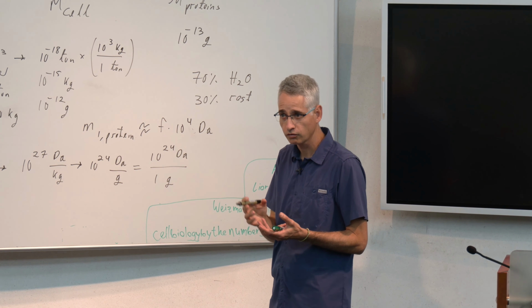So that brought us to 10 to the minus 13 times 10 to the 24. That's 10 to the 11, right? So I have 10 to the 11 Dalton of proteins inside the cell.